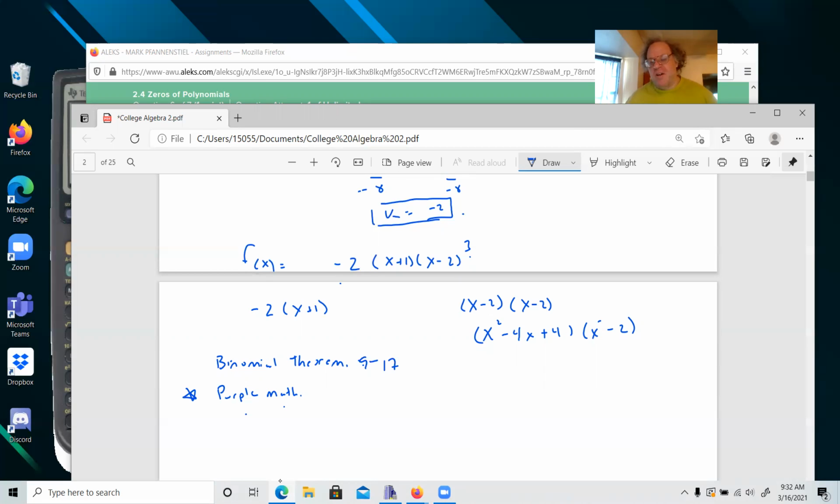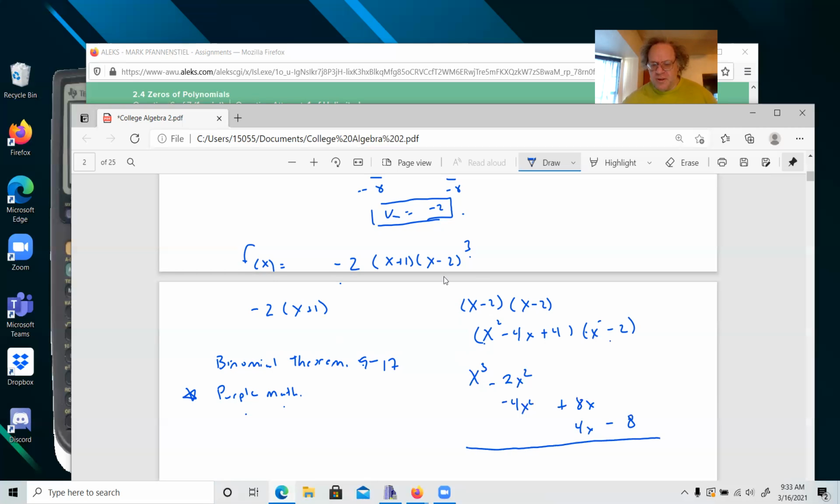All right, multiply all of this out now. We've got x cubed, minus 2x squared, that's this one. And then we've got minus 4x squared, and plus, negative 4 times that is plus 8x. And then we have plus a 4x. And then last is minus 8.